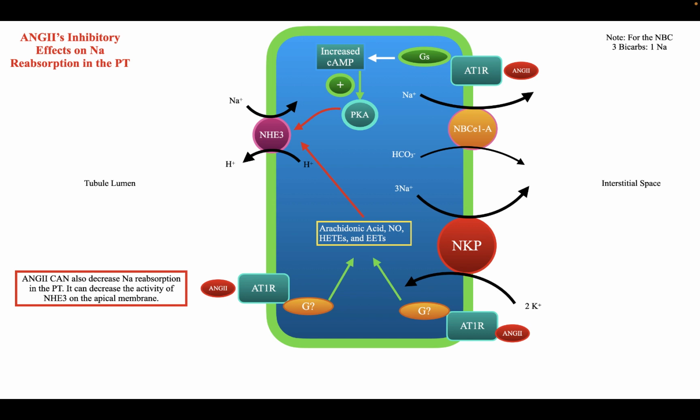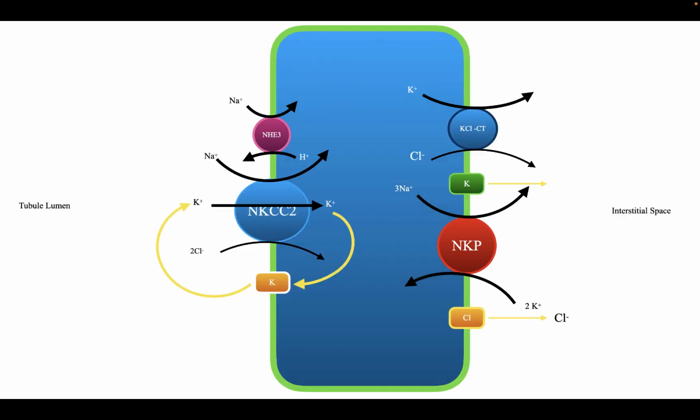So Ang2 can also decrease sodium reabsorption in the proximal tubule. It can decrease the activity of the NHE3 on the apical membrane. So now let's move to the next region where angiotensin II can exert its effects, and this will be on the thick ascending limb of Henle.